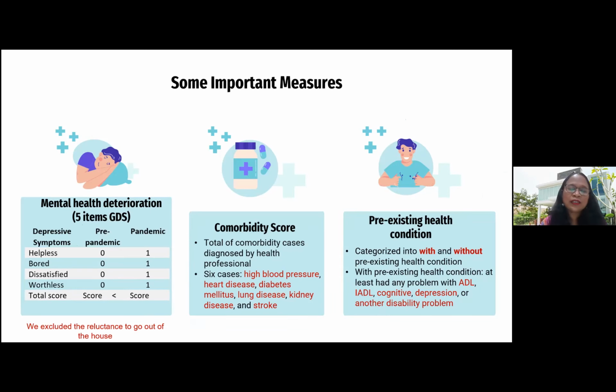paper. We define deterioration as when the symptom does not appear in the pre-pandemic period, and then the symptom appears during the pandemic condition in July 2020 or in November 2020. For the total score, deterioration is when the total score during the pandemic is greater than the pre-pandemic. The comorbidity score is the total of the comorbidity cases diagnosed by a health professional, as reported by the older person. The pre-existing condition is defined by at least reporting a problem in ADL, cognitive, depression, and other disability.